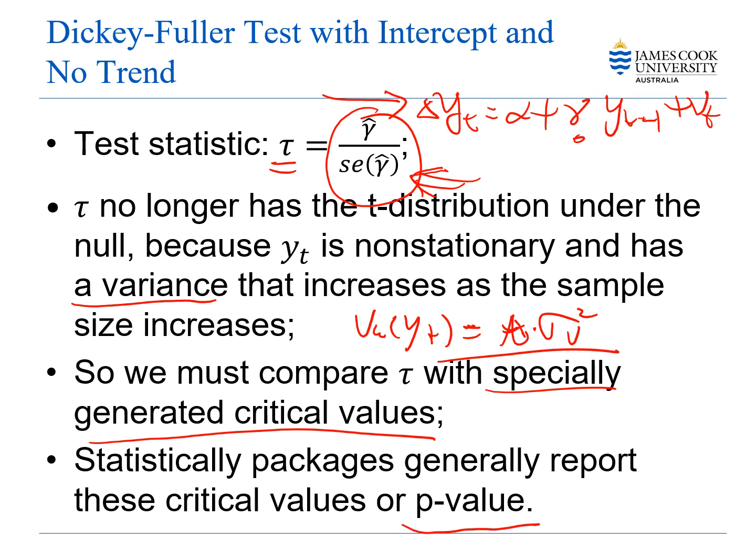Okay, so if now the p-value is less than, let's choose alpha to be 5%, then we will reject the null of random walk or non-stationarity.